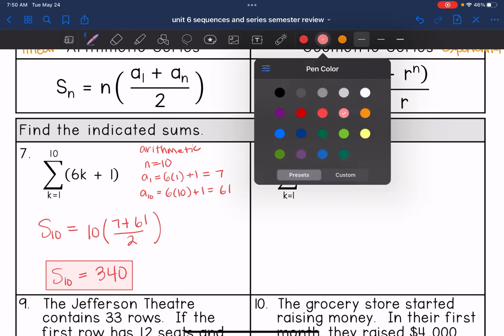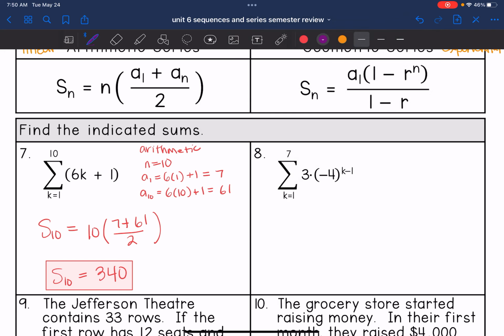Okay, let's look at the one next to it. So this time when I look at this formula, this is exponential. See how it's an exponent? So this one has to be geometric, which means that I'm following this formula here. So I need to know n for this exponent here. n is 7. I need to know a sub 1. So that just means that if I were to plug in a 1 into that formula, what would we get? 1 minus 1 is 0, so this would just be 3.